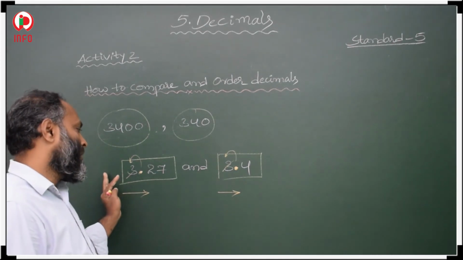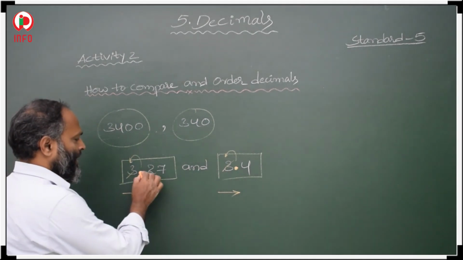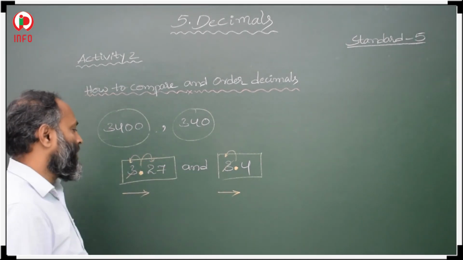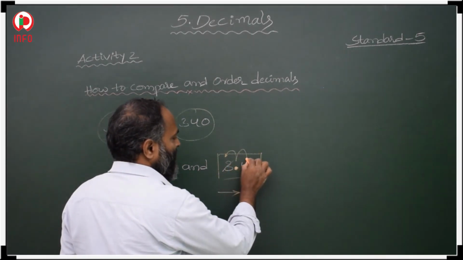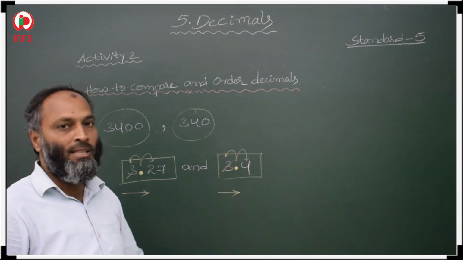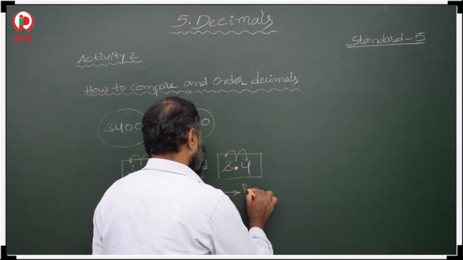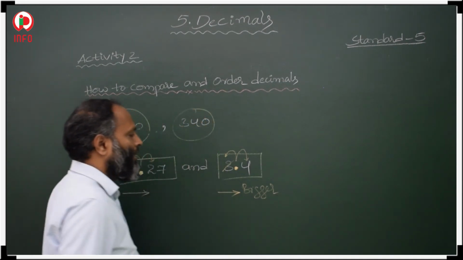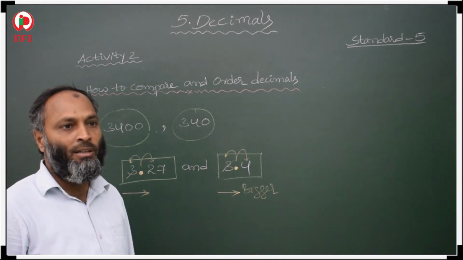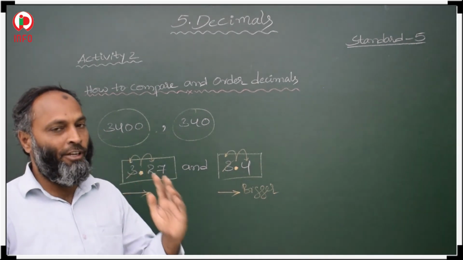If before the decimal the number is the same, then we go to the number after the decimal. So after the decimal, which digits do we have to check? Here 2 is there, here 4 is there. After the decimal 2 is there, after the decimal 4 is there. In 2 and 4, which one is bigger? 4 is bigger. So 3.4 is bigger than 3.27.